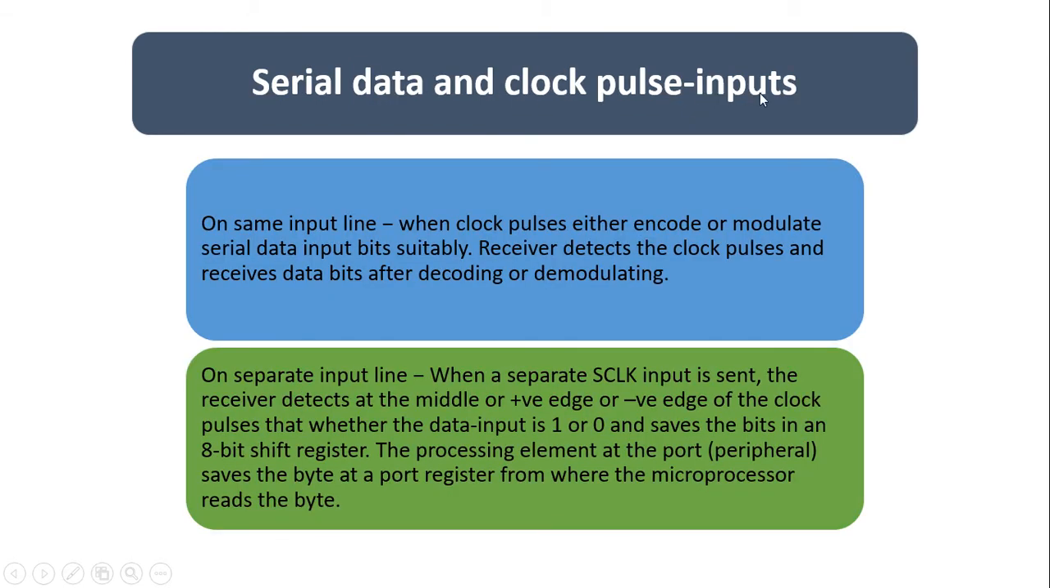The serial data and clock pulse input. On the same input line, the clock pulses either encode or modulate a serial data input bit suitably, and the receiver detects the clock pulses and recovers the data bits after decoding and demodulating. On a separate input line, when a separate serial clock input is sent, the receiver detects a middle, positive edge or negative edge of the clock pulse, whether the data input is 1 or 0, and thus saves the bits in the 8-bit shift register. The processing element at the port saves the byte at the port register from where the microprocessor reads the byte.